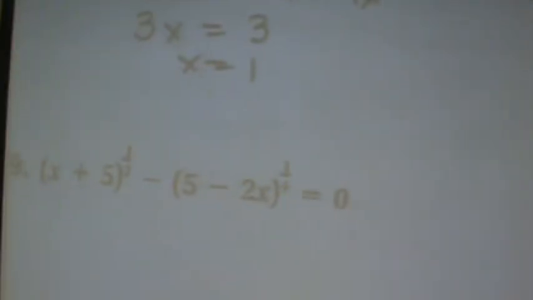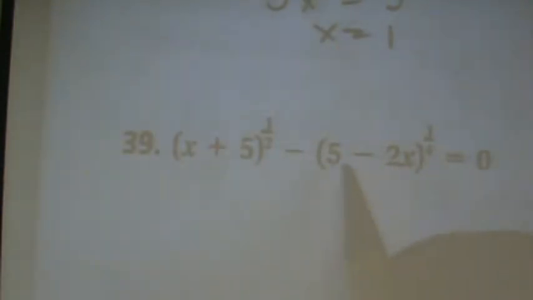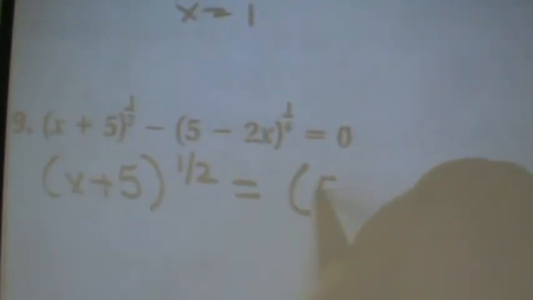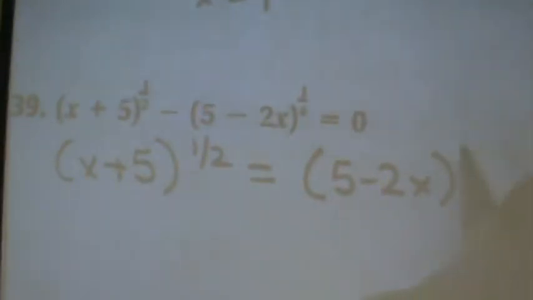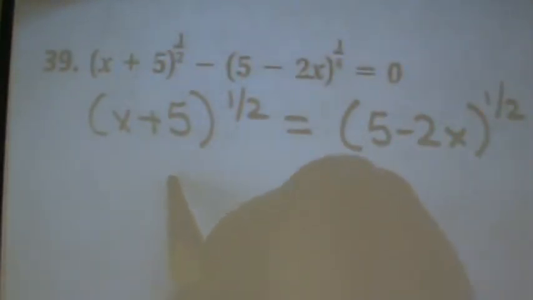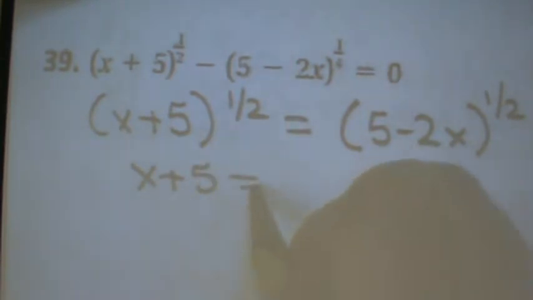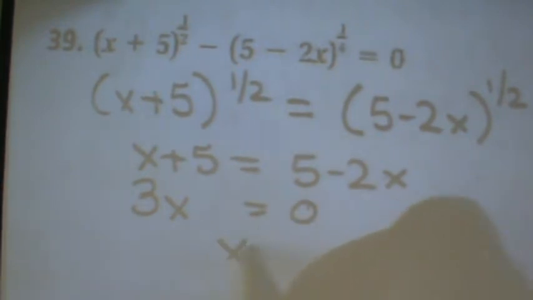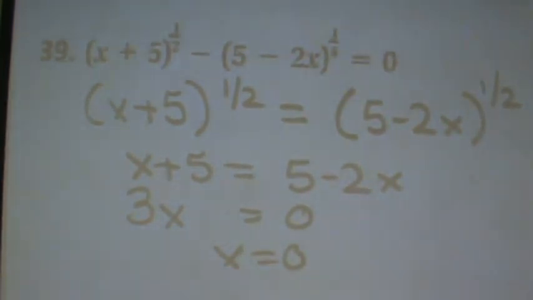For 39, is that x to the 1/2 and the 1/4? Yep, you're gonna bring this over to the other side, and then you square it. Square both sides, so you get x plus 5 equals 5 minus 2x. Then what? I would bring this negative 2x over here, make it 3x, and I would subtract 5, you get 0. Did you get x equals 0 for that one? Yeah. Good.